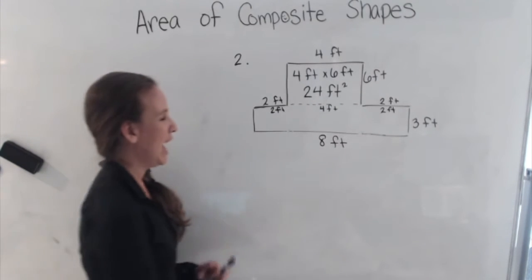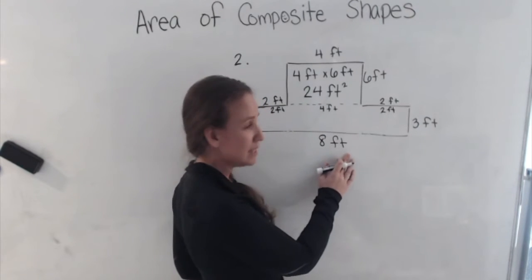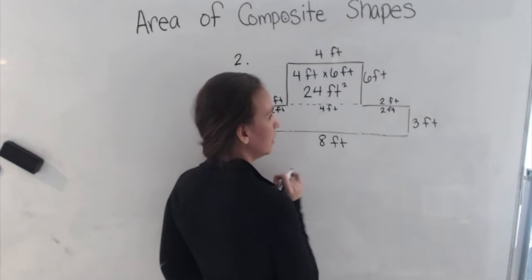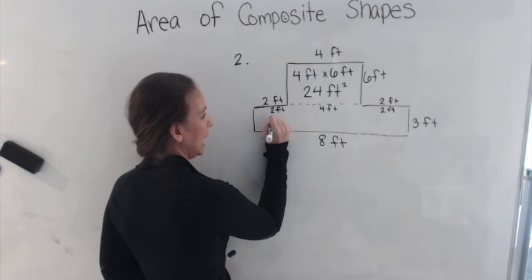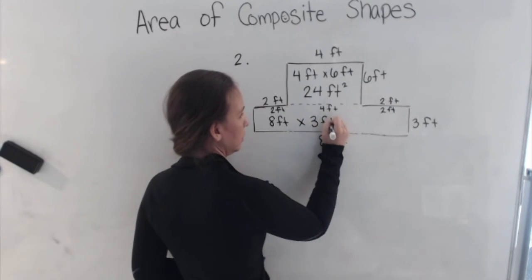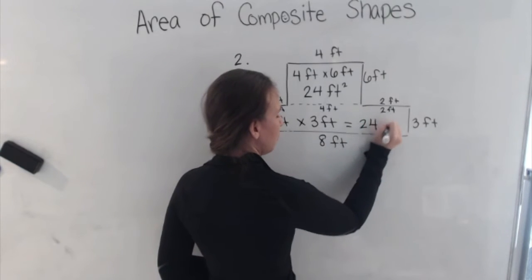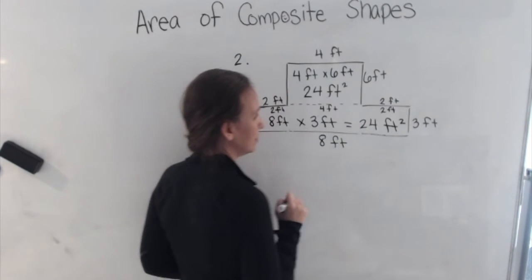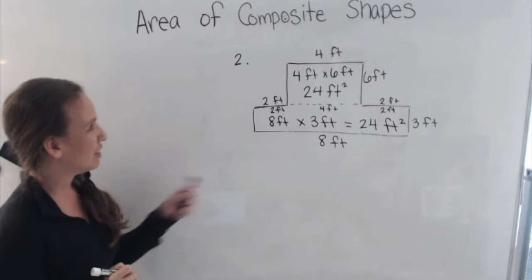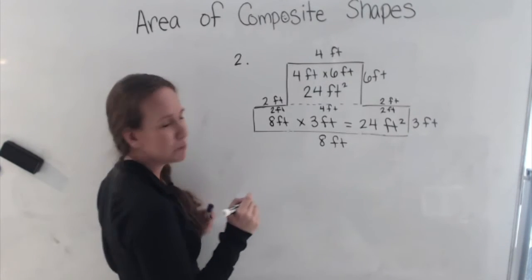Now, how do we find the area of this big long one? Well, we have the length or base and the height giving me 8 feet times 3 feet, and that is 24 feet squared. Actually, they're the same area. Interesting, right? I think that's kind of cool.